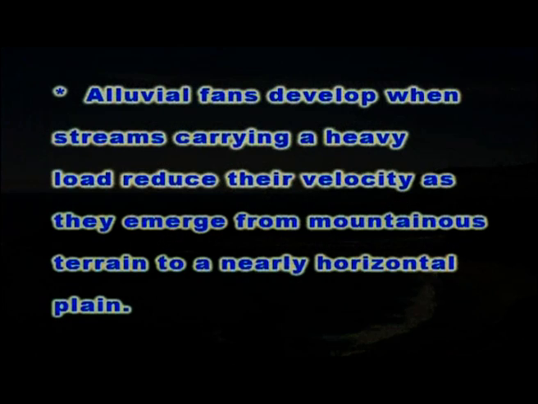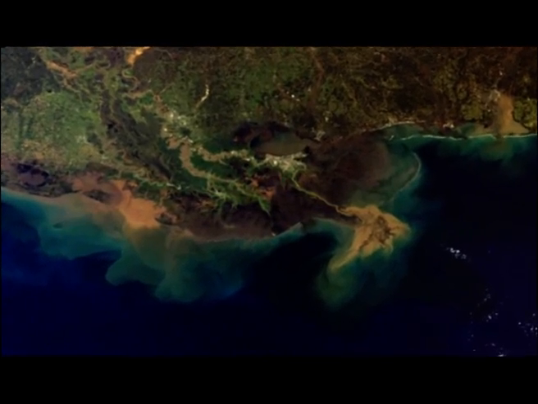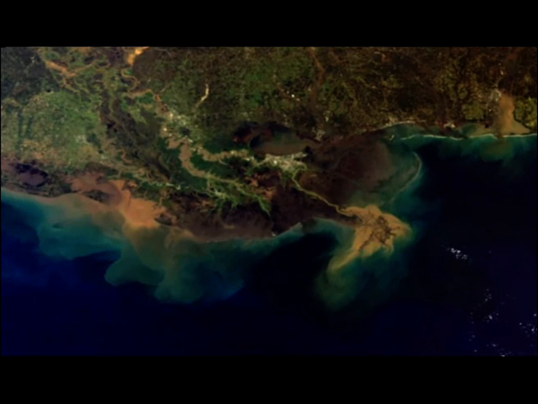Alluvial fans develop when streams carrying a heavy load reduce their velocity as they emerge from mountainous terrain to a nearly horizontal plane. The fan is created as braided streams shift across the surface of this feature depending upon the sediment and adjacent river course. Any stream flowing into a standing water body normally creates a delta.